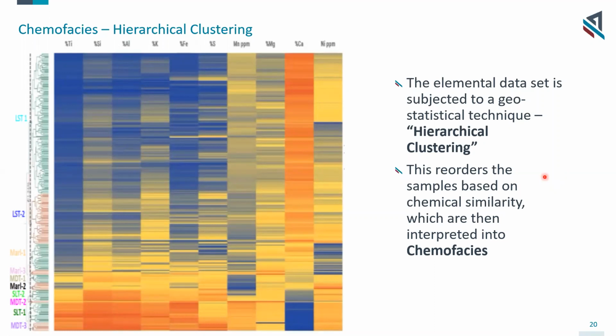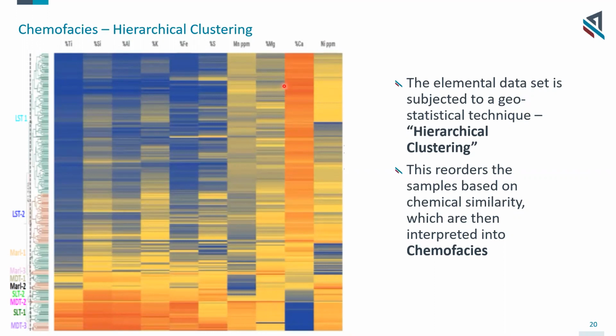And this heat map is showing distributions of different minerals. The warmer orange-red color indicates a high concentration. In this particular case, we've got LST1 and LST2 here, which have been separated out as different chemofacies, which have similar high concentrations of calcium. In thin section, or if you were looking at core material, it would be quite difficult to differentiate between these two.